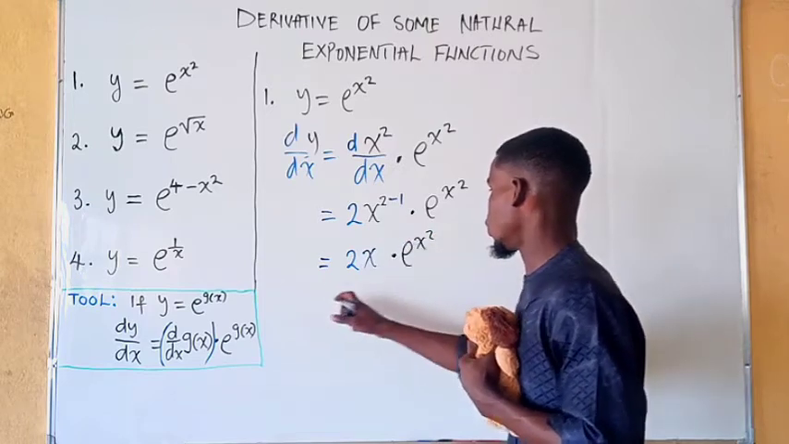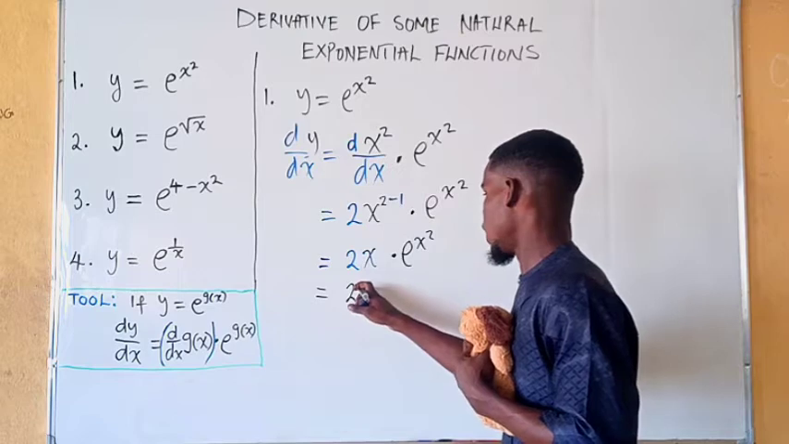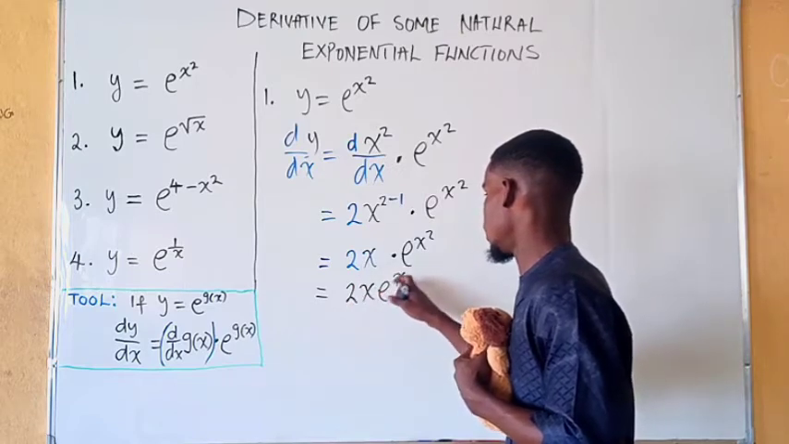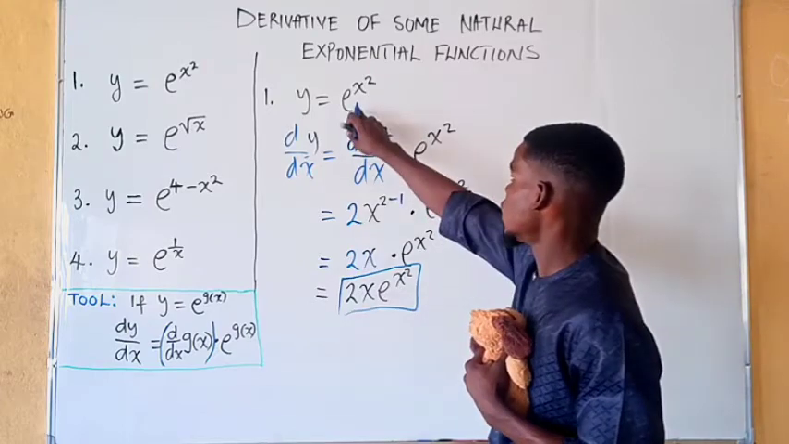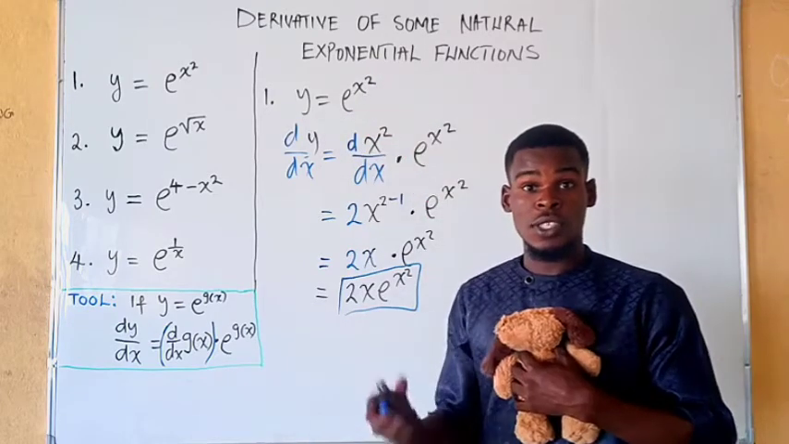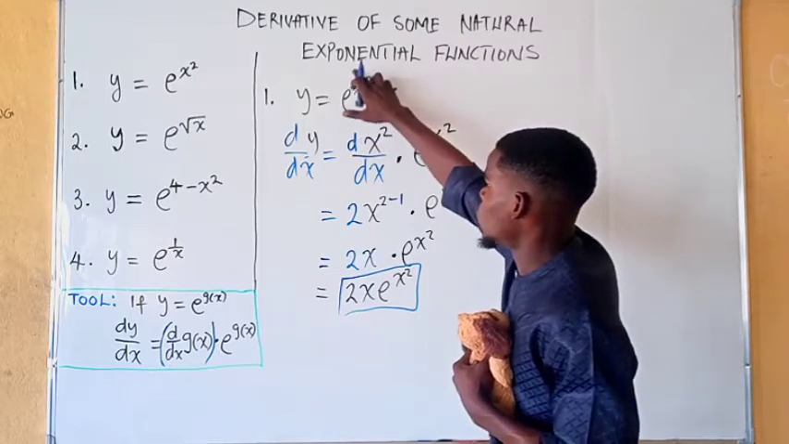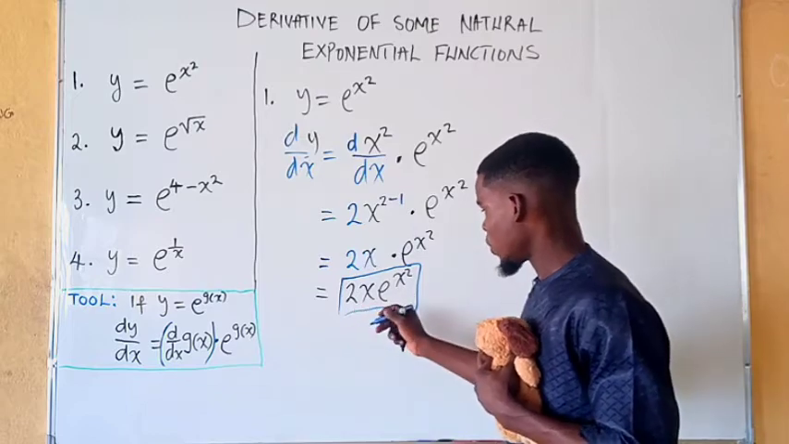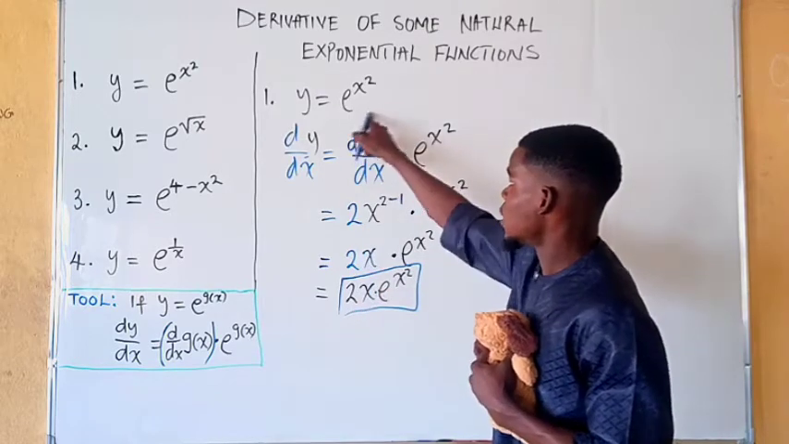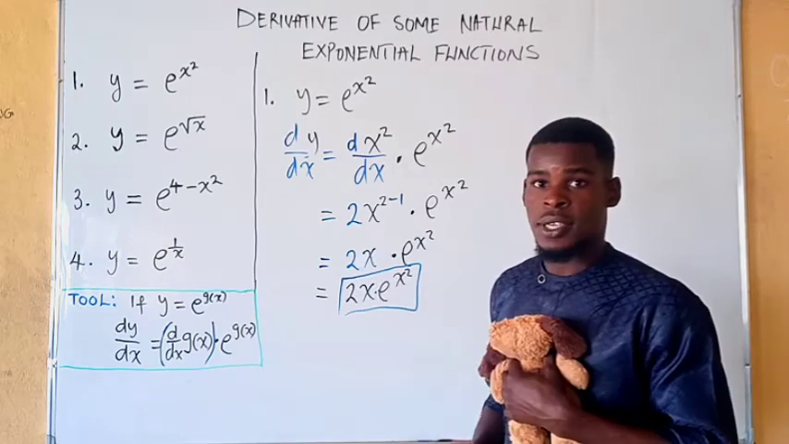So all in all, that already is the derivative. Let me rewrite it: we have 2x times e to the power x squared as the derivative of e to the power x squared. What you need to see is that you differentiate the power, x squared, which gives 2x, then you multiply it with the whole function itself, e to the power x squared. Let's look at the second example real quick.